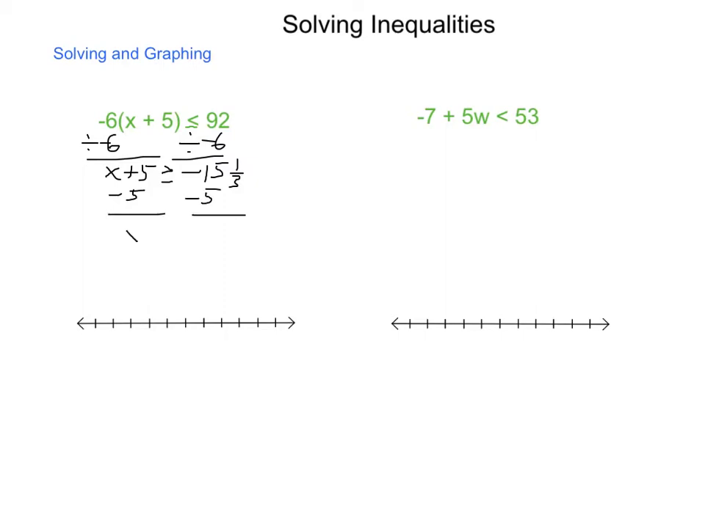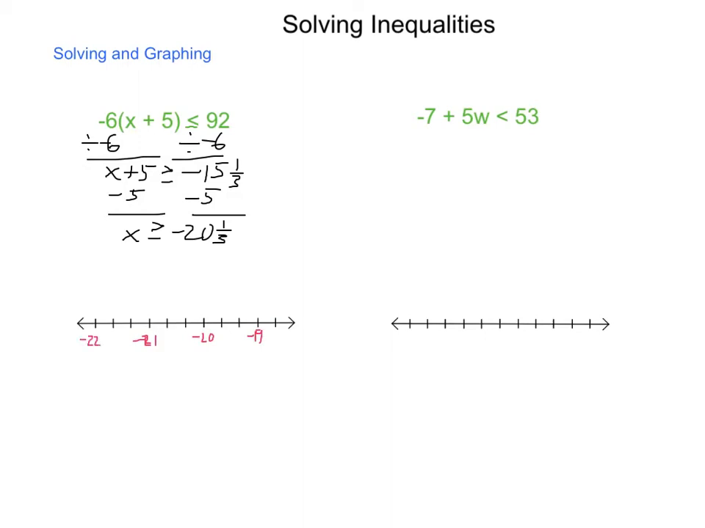And I get x is greater than or equal to negative 20 and 1/3. Now, putting this onto the number line, the most important point for me to have is going to be negative 20 and 1/3. So I'm going to put a negative 21 and a negative 20 and negative 19, and I'll put negative 22 over here.